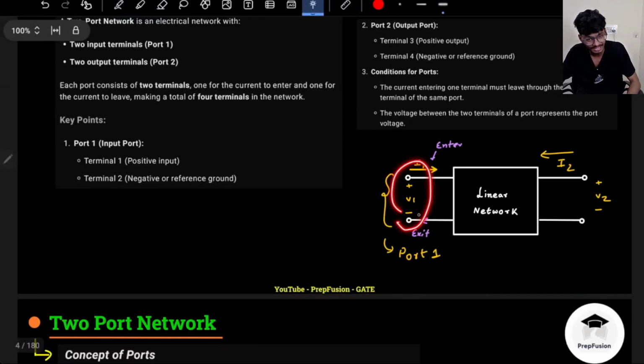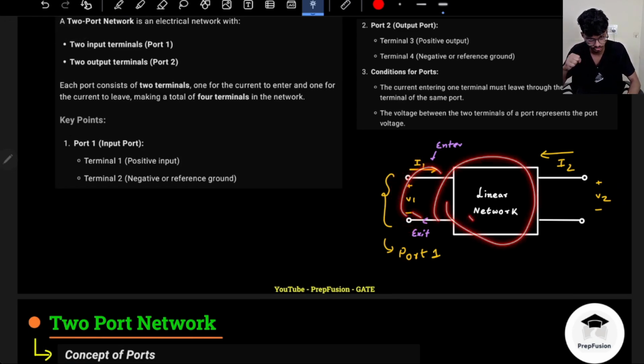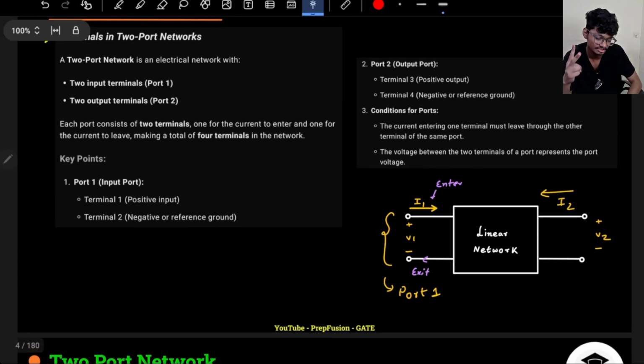A single port has two terminals, and in two-port networks a network will have two ports. We will discuss that, but for now let's understand what a port is. A port basically consists of two terminals. Through one terminal current will enter, and through the other terminal current will exit. That's it.